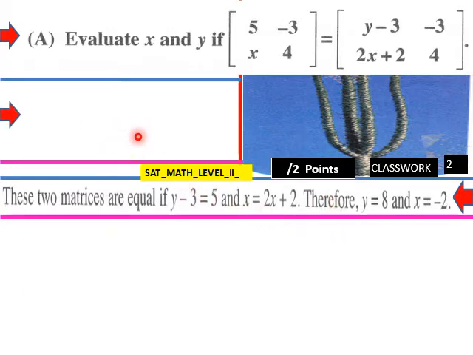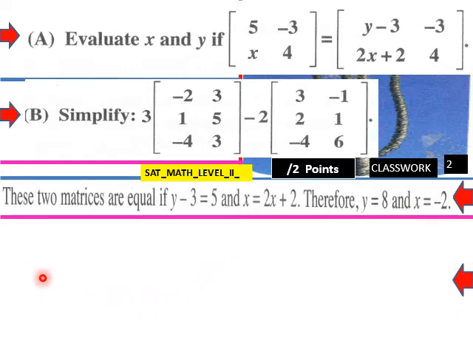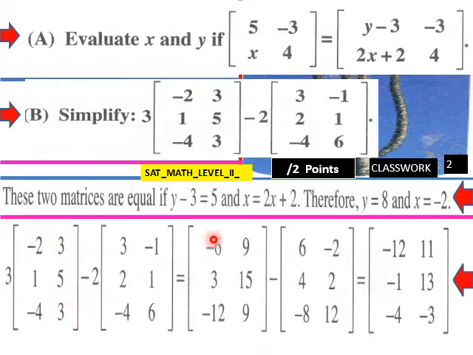Now for this one here, for B, simplify. So we have 3 times this matrix minus 2 times this matrix here. And when we do that, we get this situation here now. 3 times each one of these entries gives us negative 6, 9, 3, 15, negative 12, and 9. And then minus, and then we multiply 2 times each one of these entries. We get 6, negative 2, 4, 2, negative 8, and 12. And then again, when we further combine these two matrices, we end up with negative 12, 11, negative 1, 13, and then negative 4 and negative 3.